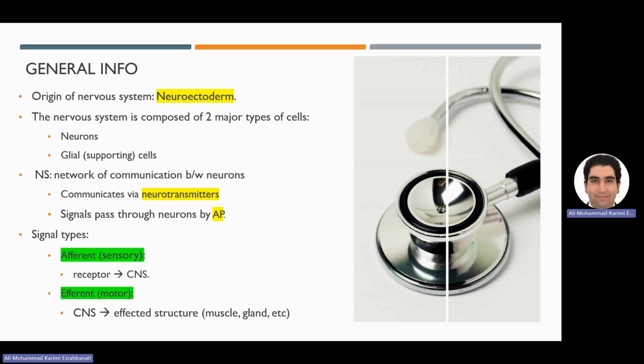And next, you need to know what's a general definition of nervous system. Nervous system is a network of communication between neurons which are communicating via neurotransmitters to allow the signals to pass through them by action potential. Now, there are two types of signals we can have. We can have afferent signals and efferent signals.